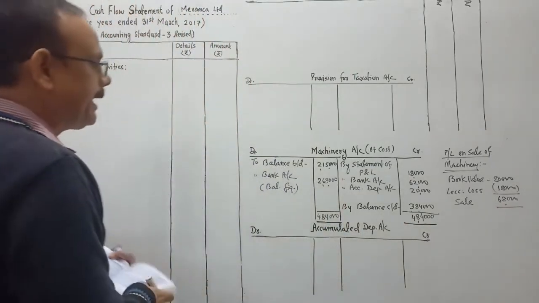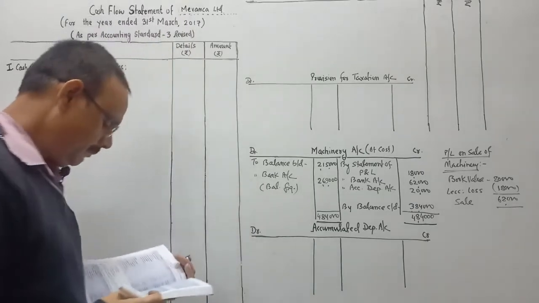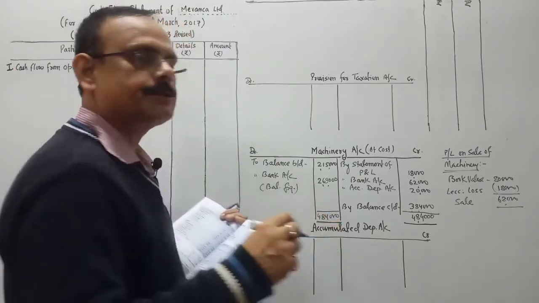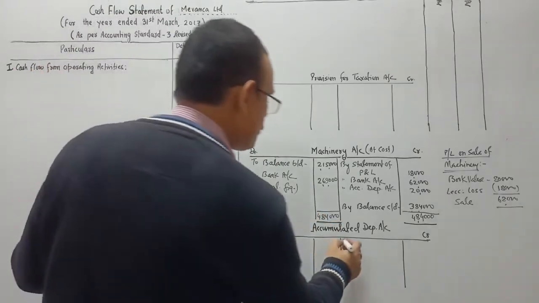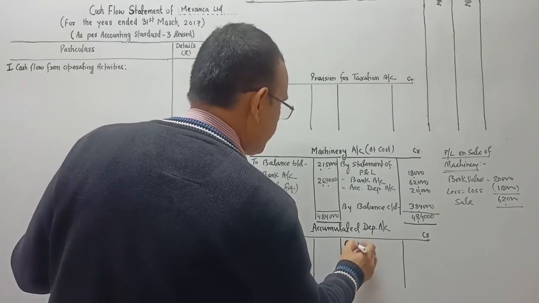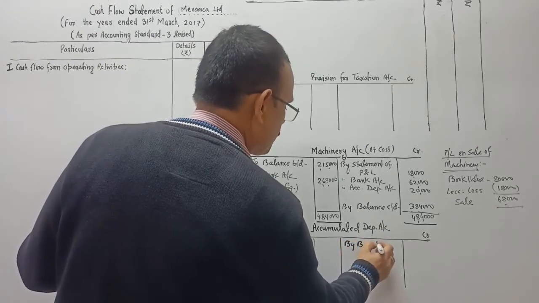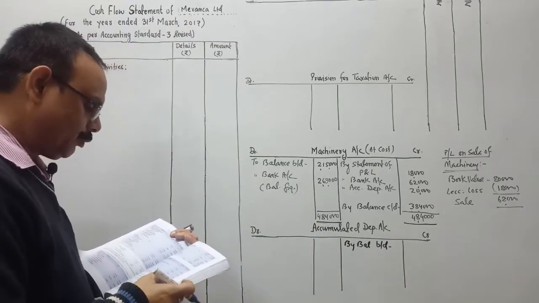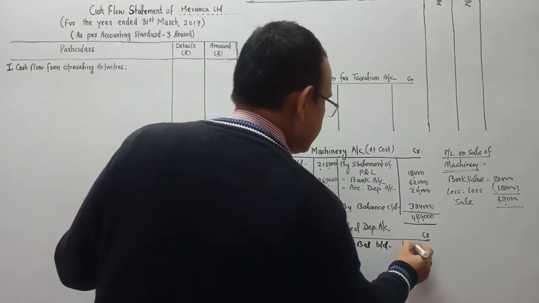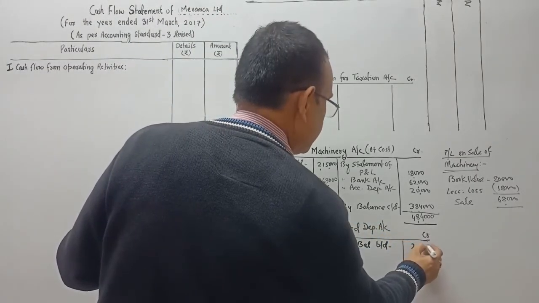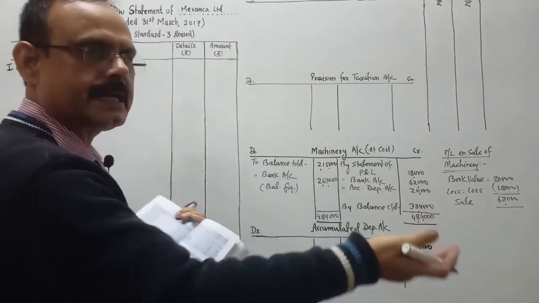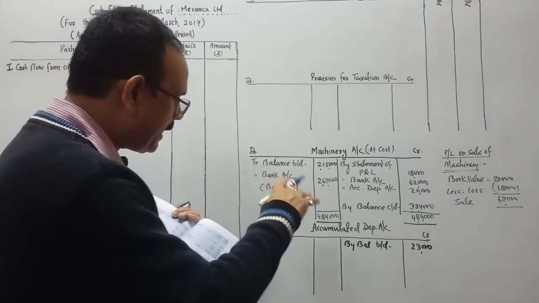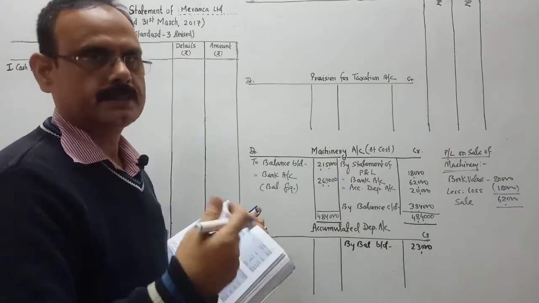Coming to the next, the accumulated depreciation account. In note number 4, accumulated depreciation is also given. Accumulated depreciation has a credit balance. It's a liability. So you write the opening balance on this side, by balance brought down. Opening balance of accumulated depreciation is 23,000, the balance of the last year. Why have I written it on the credit side of this ledger? Because accumulated depreciation is a liability, a provision, so it will be reflected on the credit side.